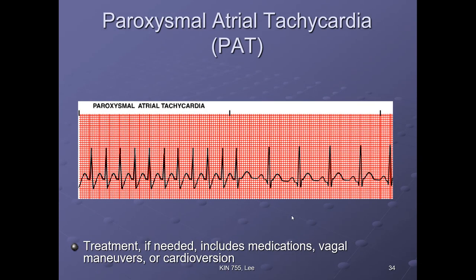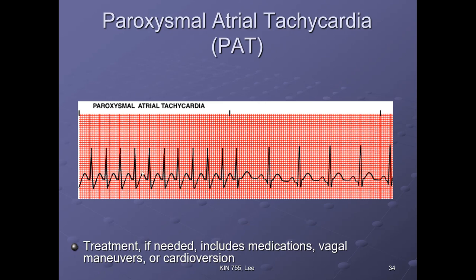So this is it. This would be PAT, where you don't really see any discernible P waves. In my opinion, they're probably hidden in this T wave right here. So very fast rate, and then all of a sudden it just goes back to normal.